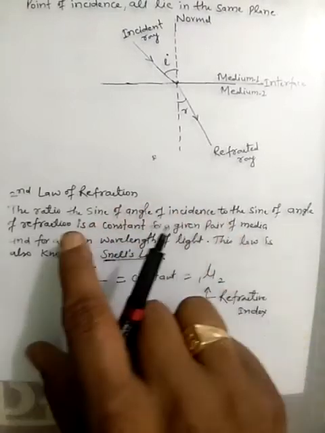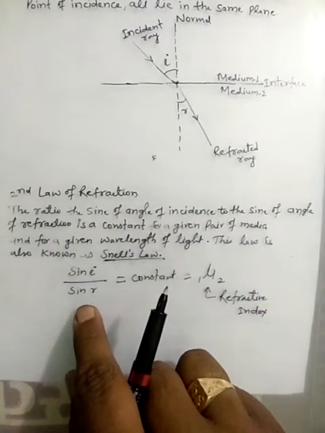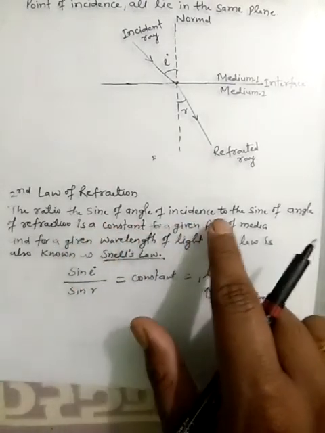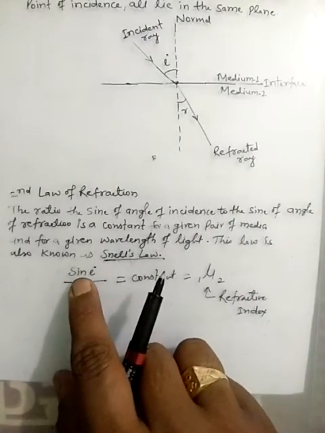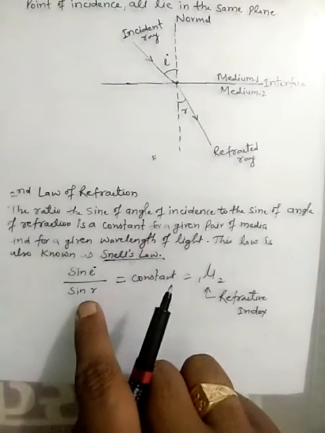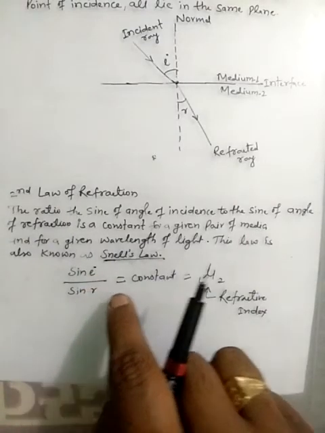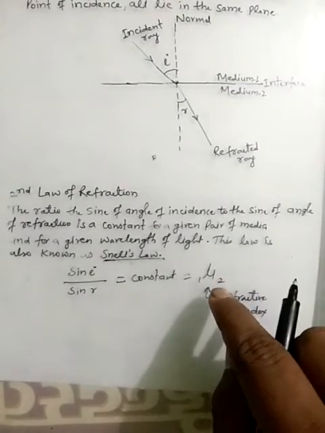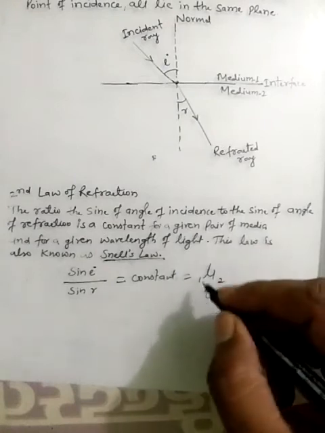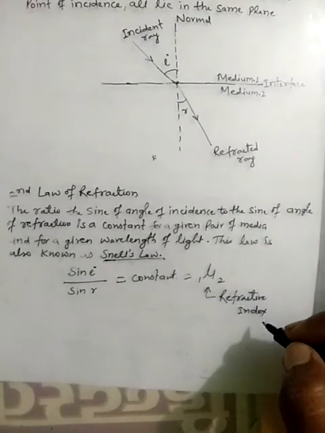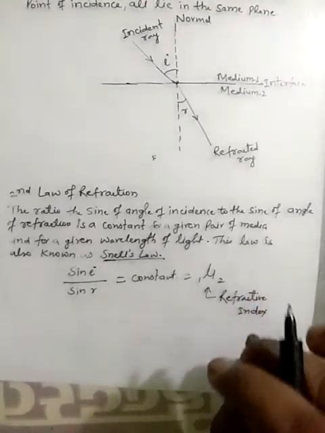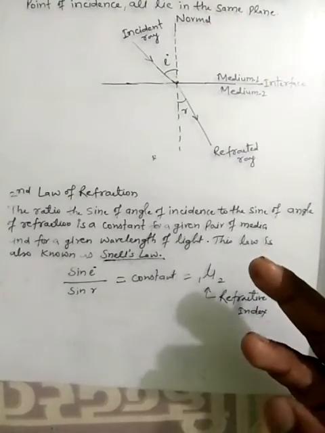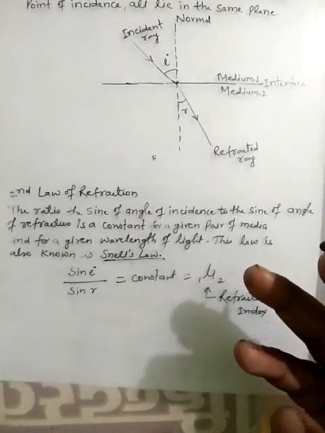The statement of the second law of refraction can be written mathematically. The sine of the angle of incidence is sine I, and the sine of the angle of refraction is sine R. Sine I upon sine R will always be a constant. This is represented as mu12. This constant is known as the refractive index. It is fixed for a given pair of media like air and water, air and glass, water and glass, and so on.